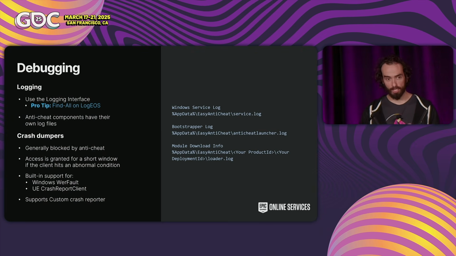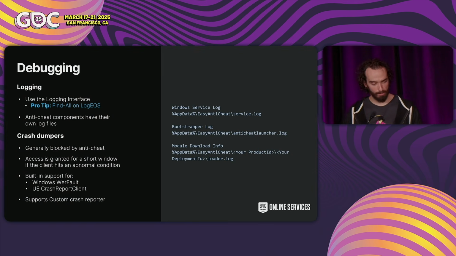Pro tip here, if there is a crash, the amount of time access is granted to the process is limited by anti-cheat. So if your crash dumper does things like, for example, send the dump to a remote node, what you'll likely need to do is collect the dump locally, wait for the process to terminate, and then send the dump to a remote node.